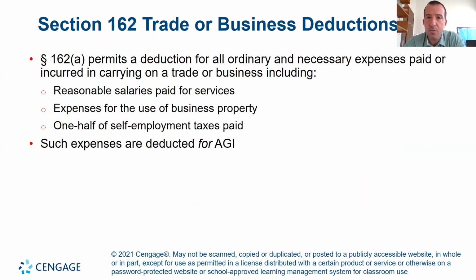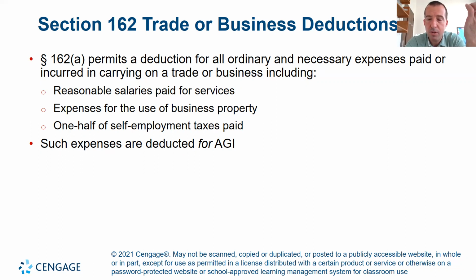Section 162 is the trade or business deductions for a business. These are important. These are deductions for AGI, right? So these are expenses that are deducted above the line to get to the actual business or trade income, which is calculated on a Schedule C on the tax form, right? So Section 162 deals primarily with trade or business deductions.